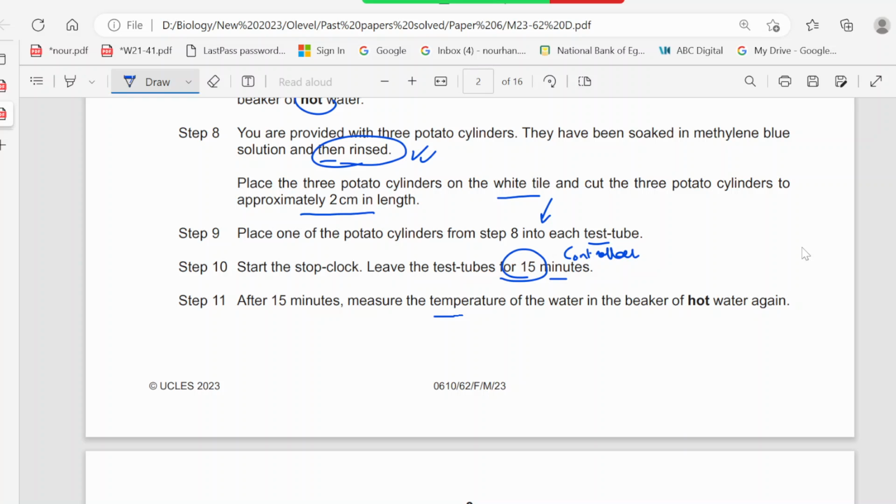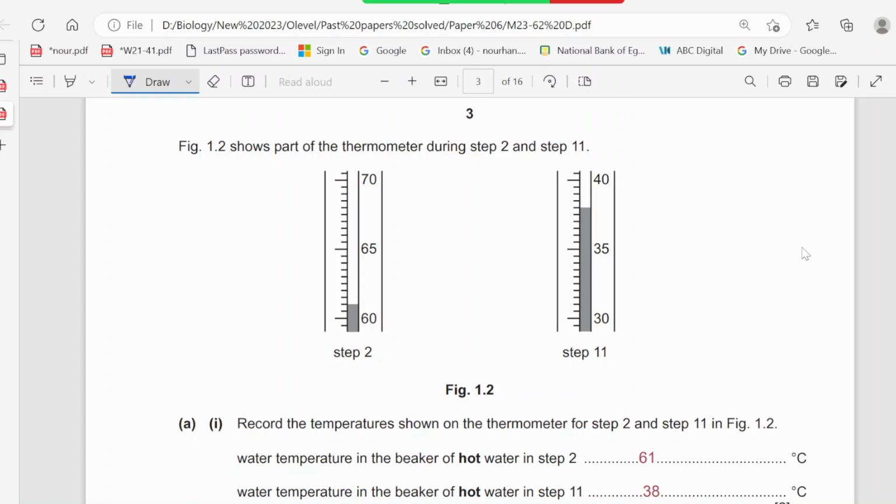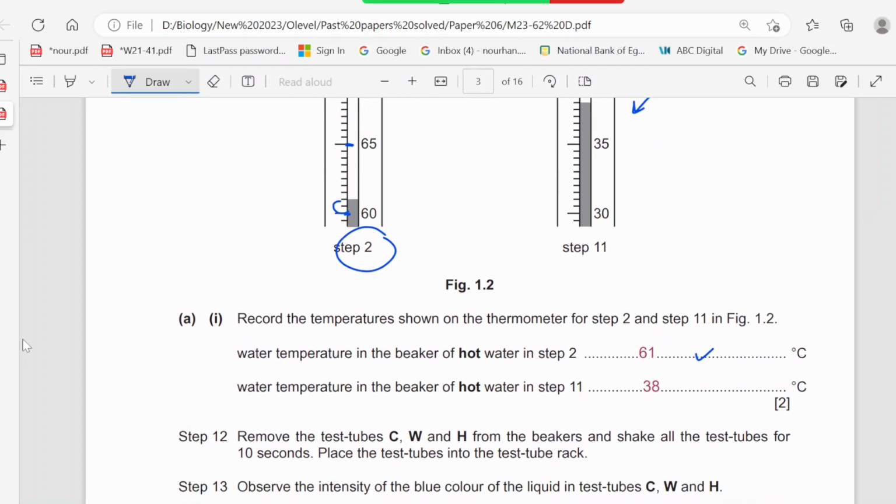After 15 minutes, measure the temperature of the water in the hot water again. What does it tell me now? In step number 2, when you first put the hot water, the temperature was 61. Here I have 65 and this is 60. So each 2 dashes are 1 degree Celsius. 61 degrees. Now what about the temperature of the water at the end of the experiment? It was 38 degrees. This means that it cooled down.